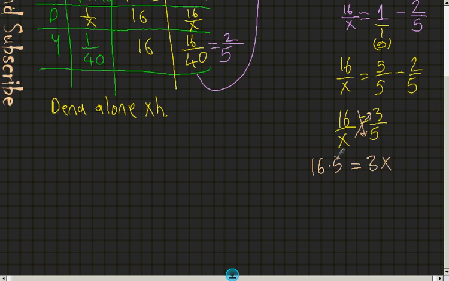5 times 16, how? Let's make it 5 times 6, 30. We have 3. 5 times 1 is 5, plus 3 makes 8, equal to 3x. So what is x? x is equal to 8 over 3. And this is the final solution. So I can do it alone in 8 over 3 hours.